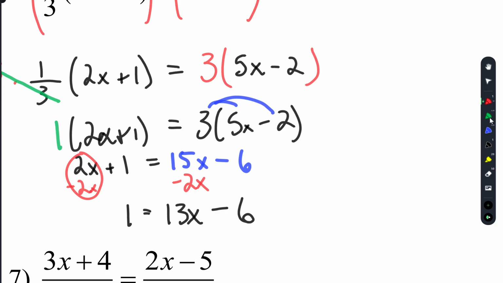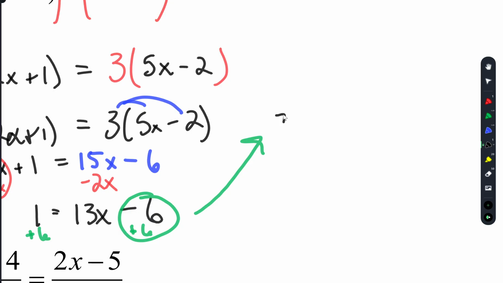Okay, now I'm going to add 6 to both sides because I want that one gone. I'm running out of room here. It ends up being what? 7 equals 13x. Okay, so I moved all my variables to one side, all my numbers to the other side. Now you might have a meltdown because you're like, those numbers are disgusting. Yeah, it's fine. It is. Yeah, they are. Divide by 13.